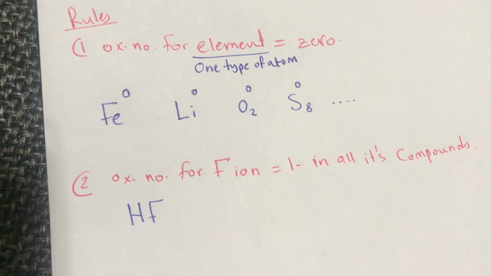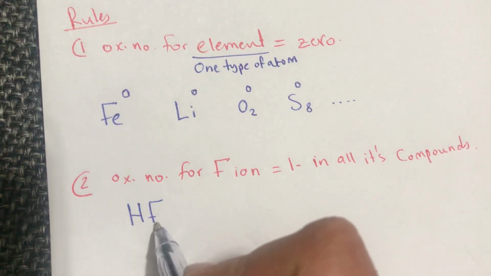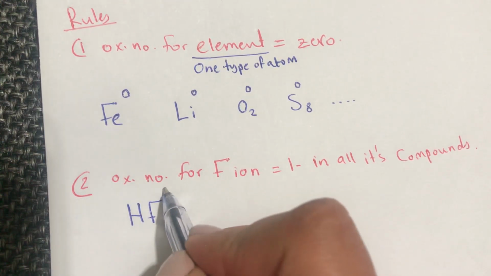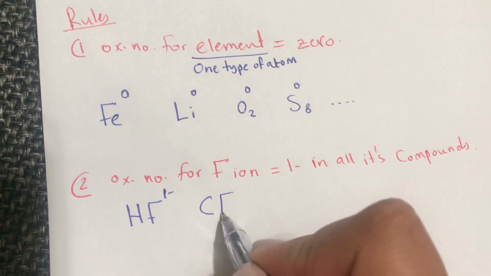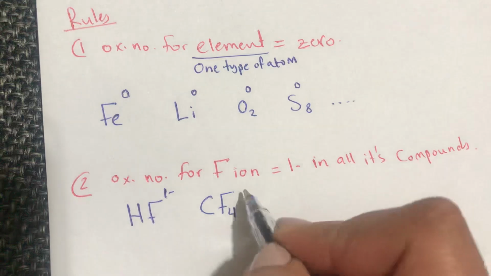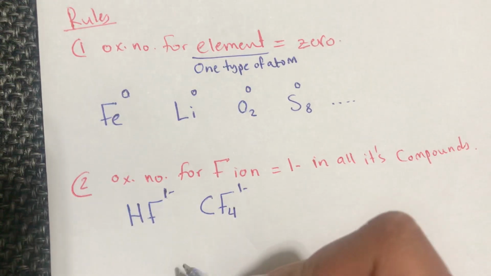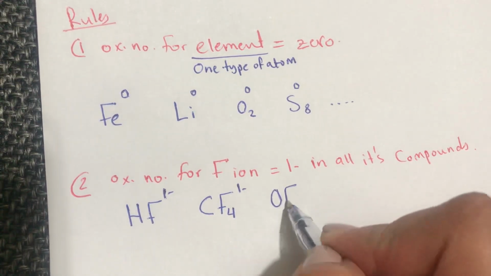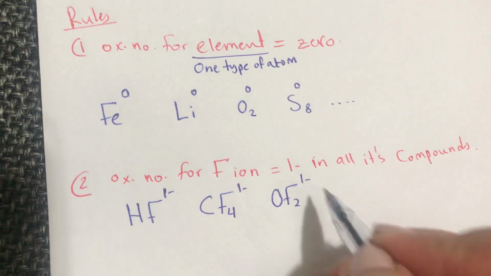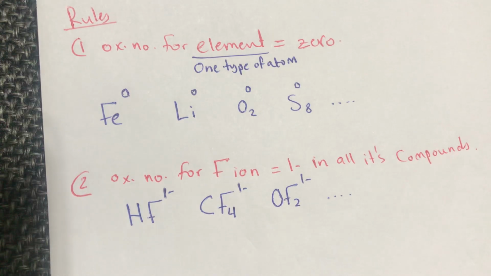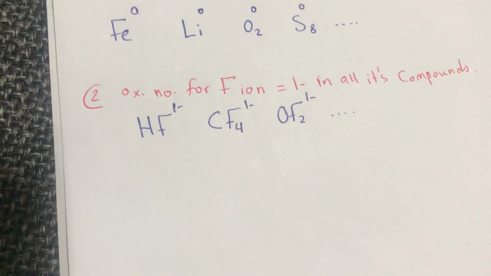hydrogen fluoride, the oxidation number of fluorine is -1. Carbon tetrafluoride, the oxidation number is -1. Oxygen difluoride, the oxidation number of F is -1, and so on.